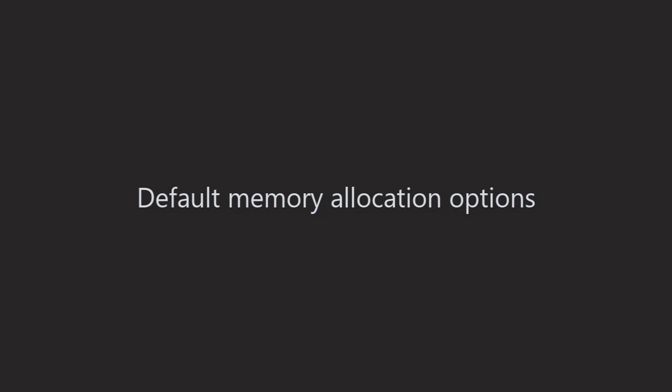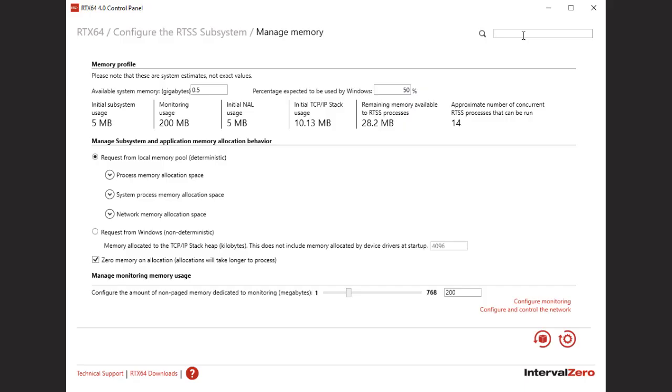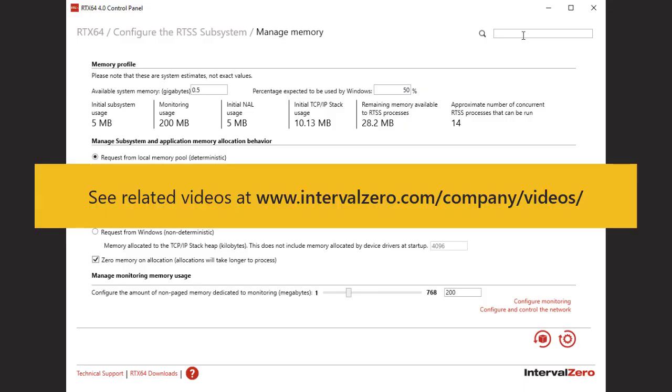In RTX64, you can choose to request memory from the local memory pool or from Windows. You can configure this default behavior in the control panel. We'll take a closer look at the various configuration options in another video.